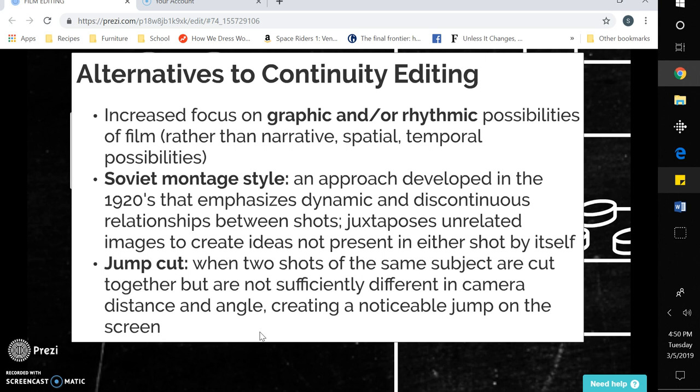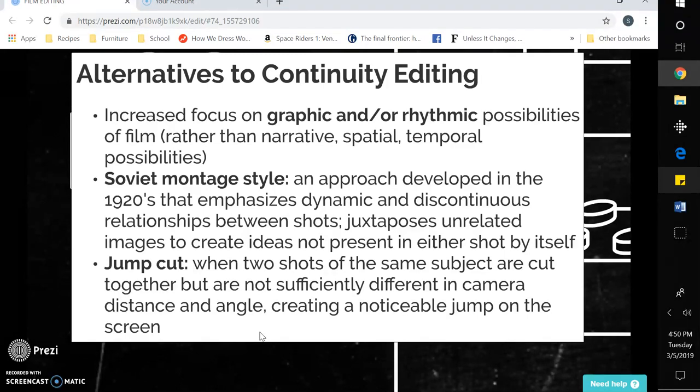And music videos are a great example of this. A lot of music videos are narrative and do follow continuity editing style, but because the music video form does not need to tell a story, a lot of times the way that those films are edited is more focused on other parts of the filmmaking process, the aesthetic, the affective.